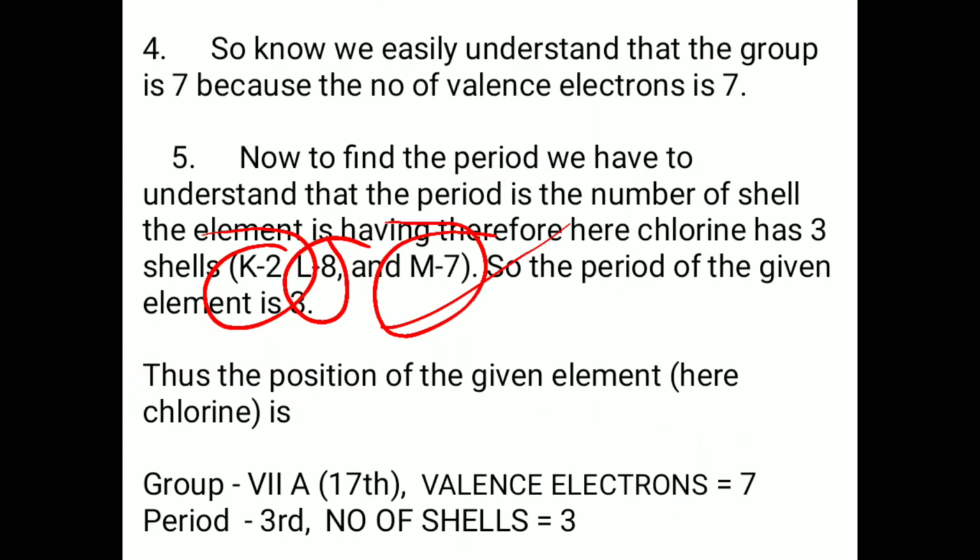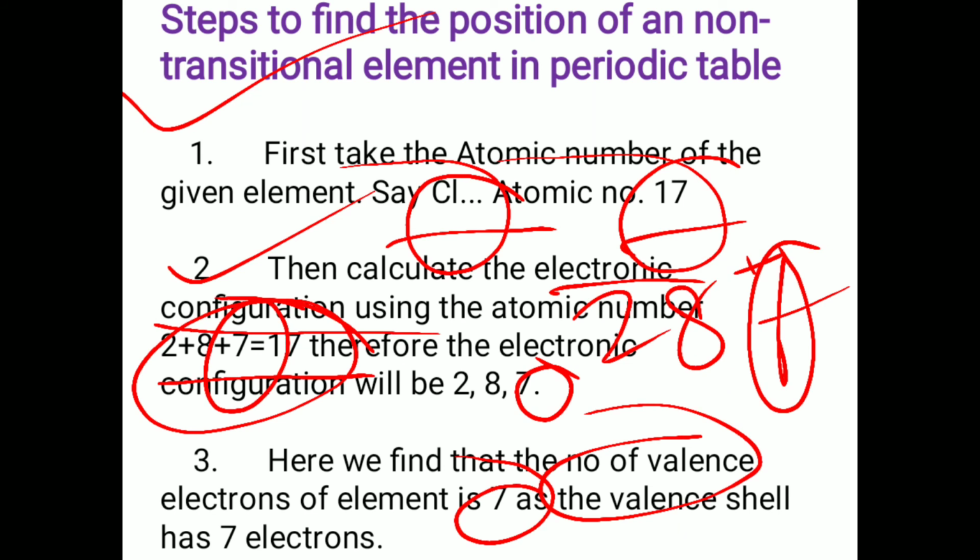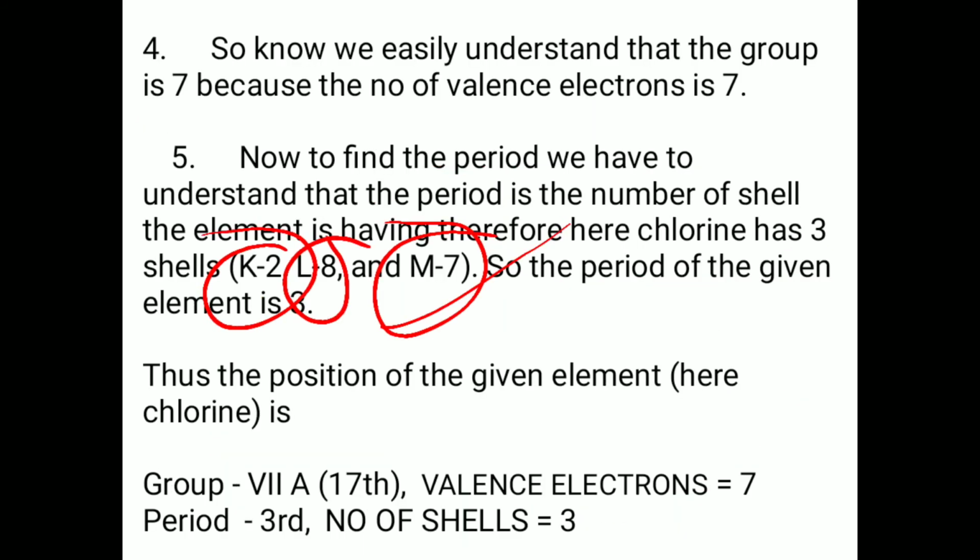From this information only, you can determine the place of any element, group wise or period wise. Here 2, 8 and 7 is the electronic configuration, so the number of valence electrons is 7. As the number of valence electrons is 7, the group in which chlorine is situated is 7A, or in the modern periodic table, group 17.